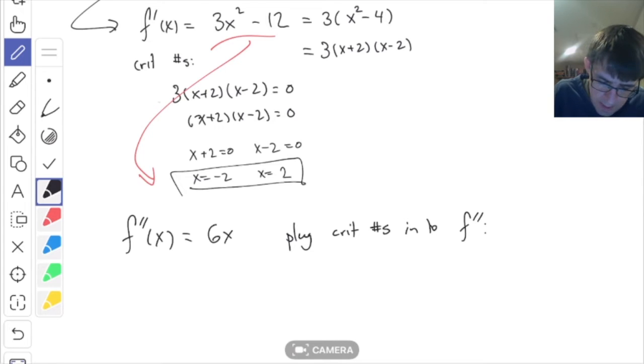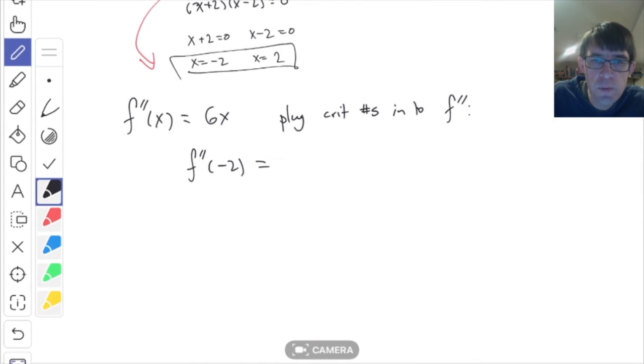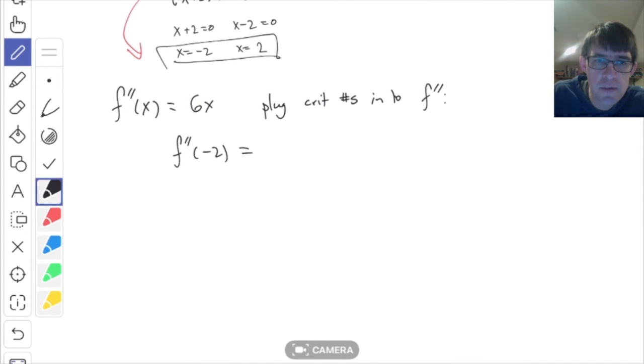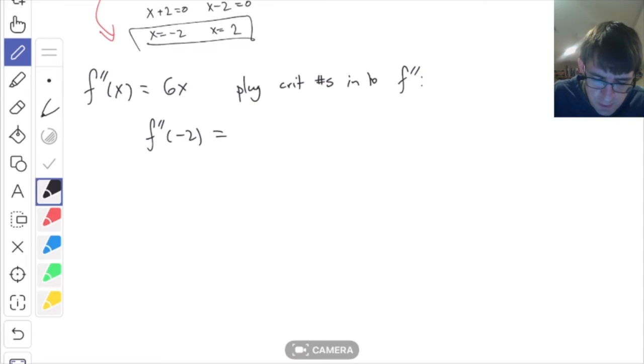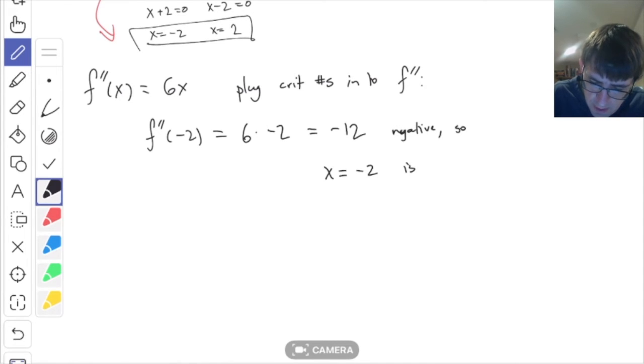What do we get? I got f double prime of minus 2 is the first one. As usual, we don't care so much what the number is precisely. It just matters if it's positive or negative. But in this case, we might as well just compute it. It's 6 times negative 2, right? It's simple enough. And then that's a negative 12. This is negative. So that means x equal minus 2 is a relative.